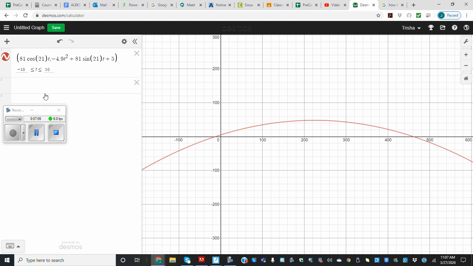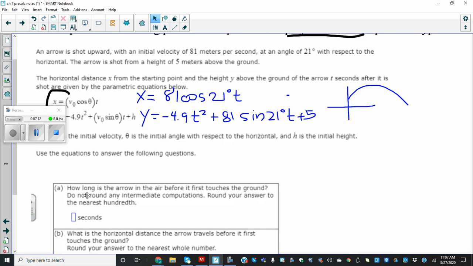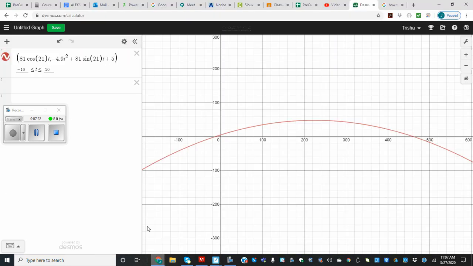Now to answer the questions on my notes, I haven't really even done that yet. Question A is how long is the arrow in the air before it touches the ground? So visually speaking, we're wondering about this point right here. Now on an Inspire, I could just hover and it would show up, but on Desmos it does not, and there's no trace option.